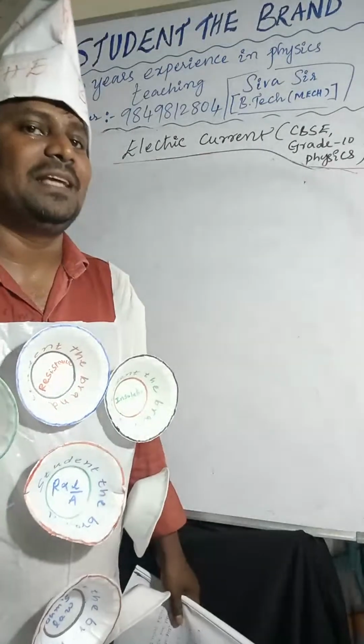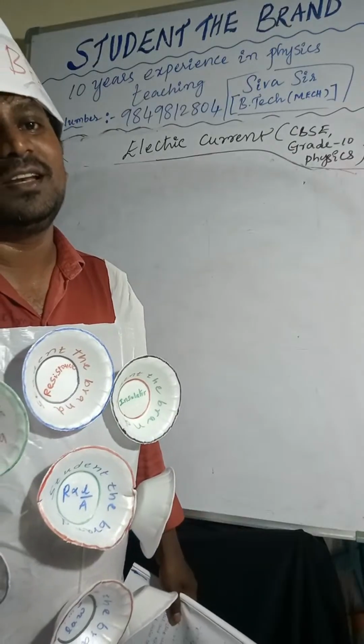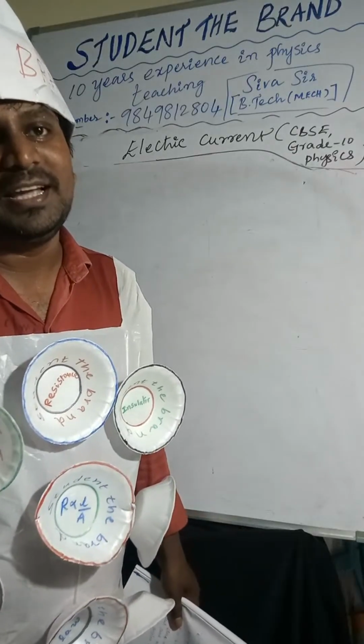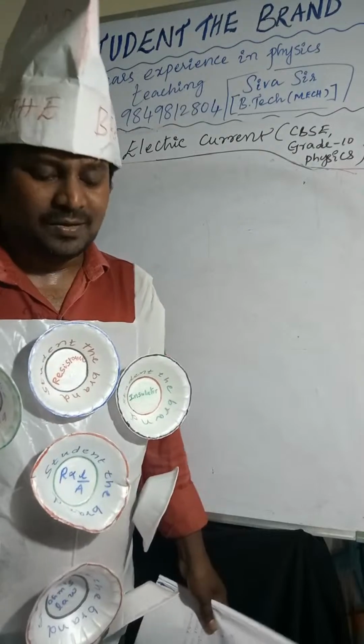So V equal to U plus AT, S equal to UT plus half AT square, V square minus U square equal to 2AS. Any doubt?